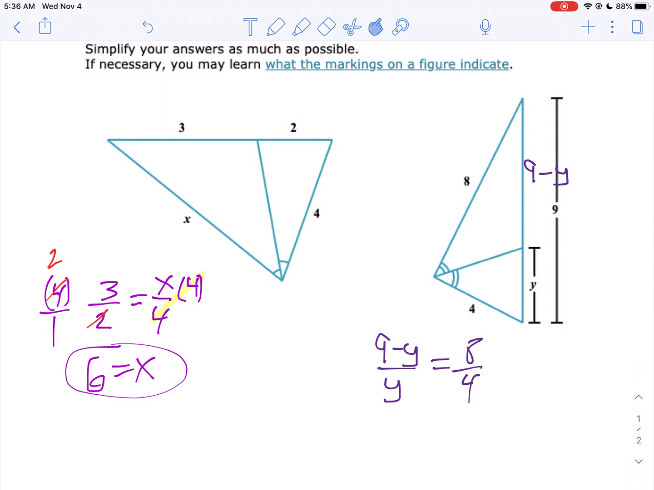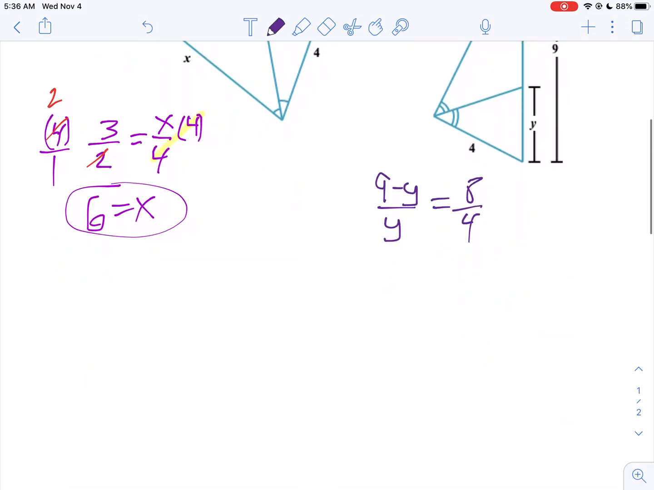And I don't like working with big numbers, so the first thing I'm going to do, I'm going to simplify 8 over 4. So 9 minus y over y. Well, 8 divided by 4 is 2. 2 over 1, but I'm just going to write 2.